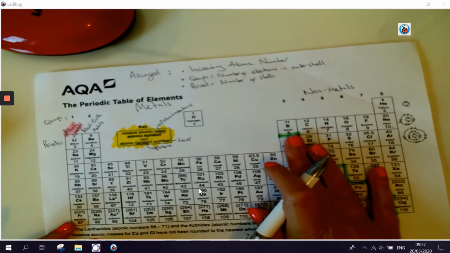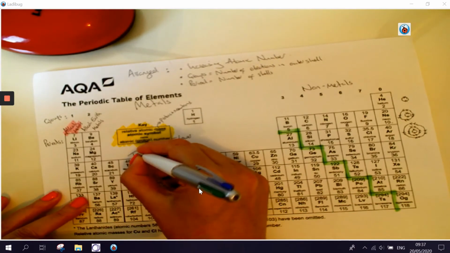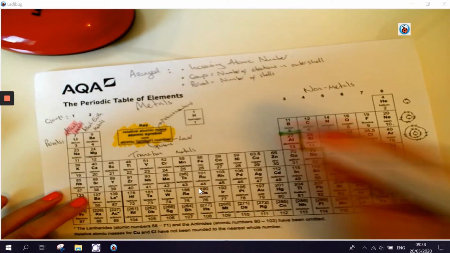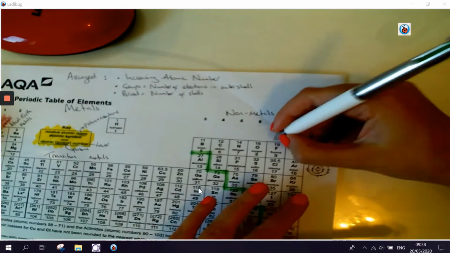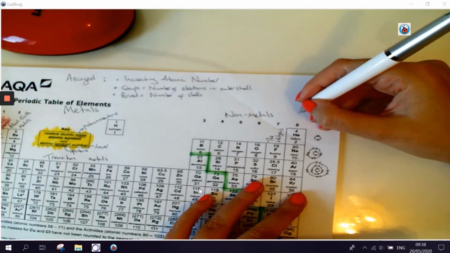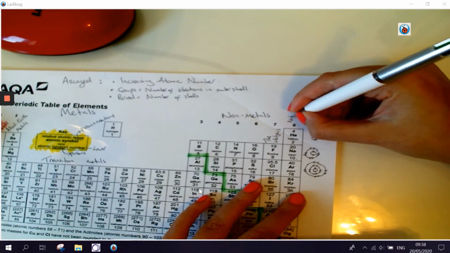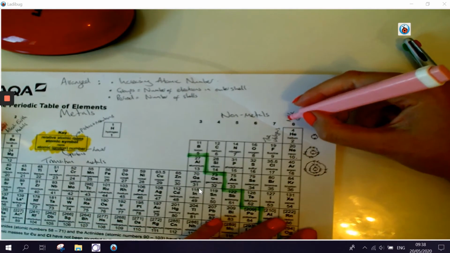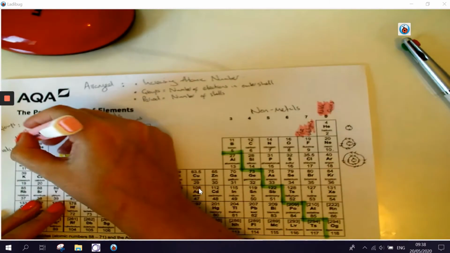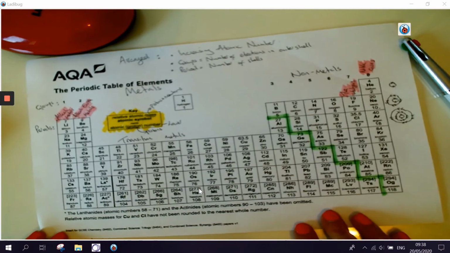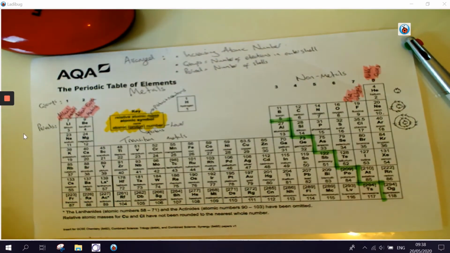This middle block is the transition metals. Group 7 is the halogens. And group 0 is the noble gases. Remember that group 0 is unreactive because it has a full outer electron shell. So there we go. That's our annotated periodic table.